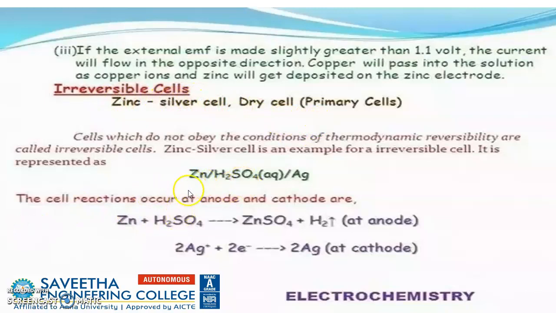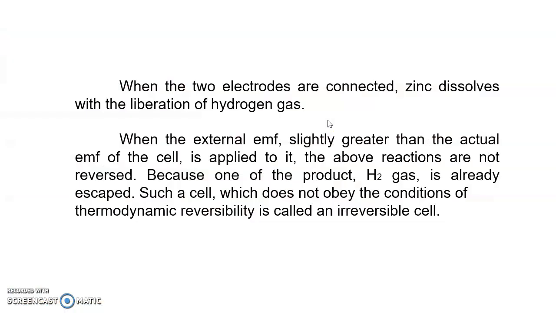Here, the forward reaction at the anode is zinc dissolving in sulfuric acid to form zinc sulfate with the liberation of hydrogen, whereas at the cathode, silver accepts two electrons. But this reaction cannot be reversed. Even though this satisfies the first condition, the second condition cannot be satisfied, and hence this falls under irreversible cells, otherwise called primary cells.